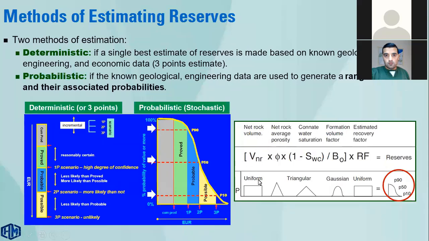Again, this is an example. If we have input parameters like net rock volume, average porosity, and the corresponding distribution, for example, this distribution for porosity, connate water saturation, we have a triangle distribution for this parameter, formation volume factor, this corresponding distribution, and recovery factor. So by multiplying all of these parameters, we will get this final distribution like this. And at 90% you get P90 and at 10% probability you will get P10.